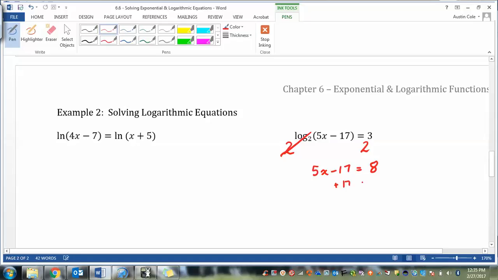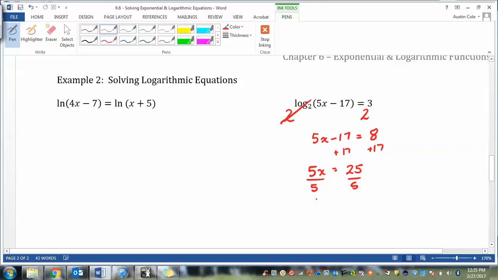And now I can add 17 on both sides. 5x is going to equal, what's that give me, 25? 25, divide both sides by 5, and here I'm going to get x is going to equal 5.